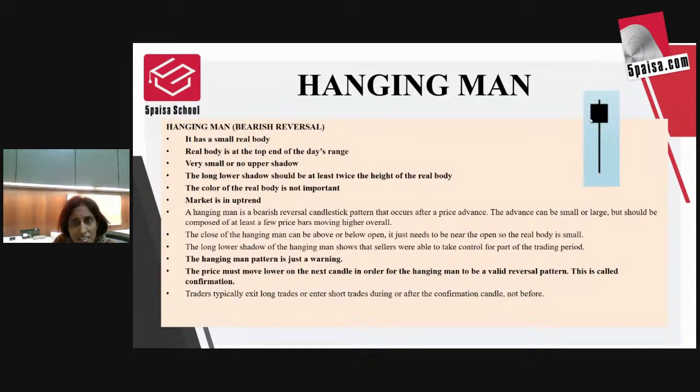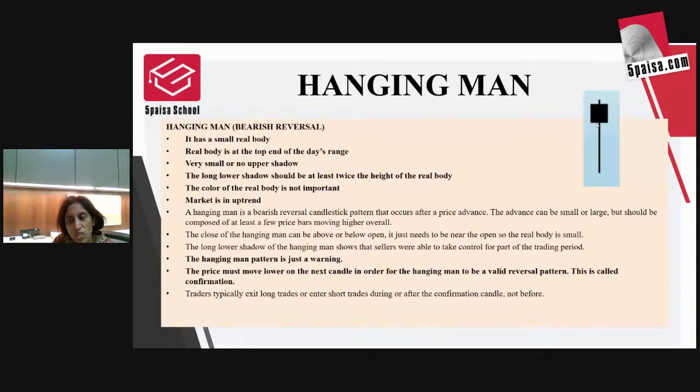And in this case, the market is in an uptrend. So the hanging man is a bearish reversal candlestick pattern that occurs after a price advance. Remember, a hanging man is a bearish reversal candlestick pattern that occurs after a price advance.